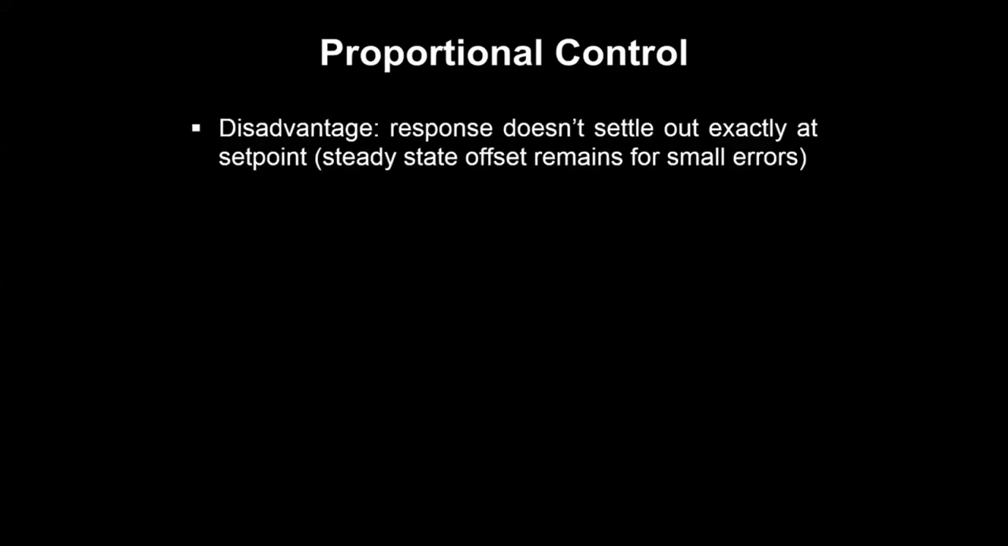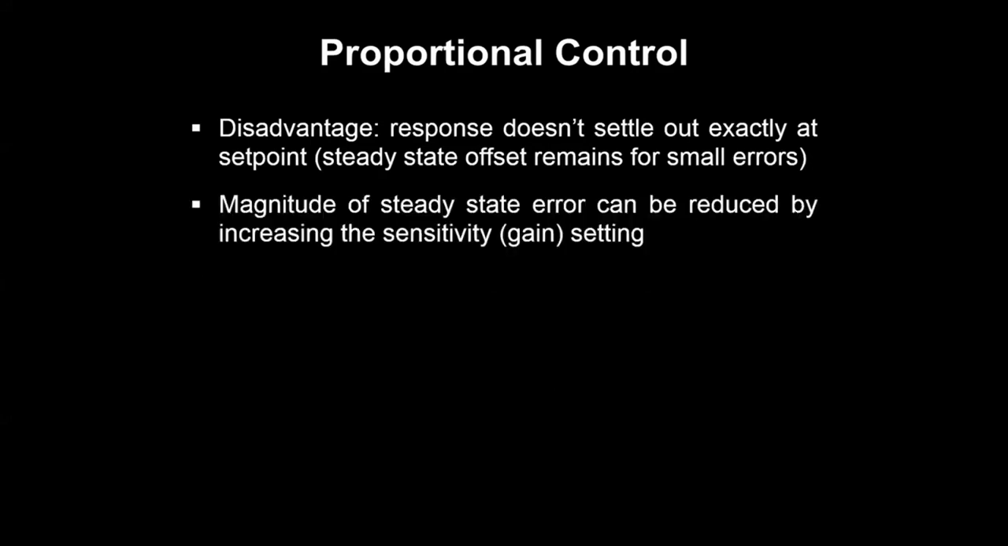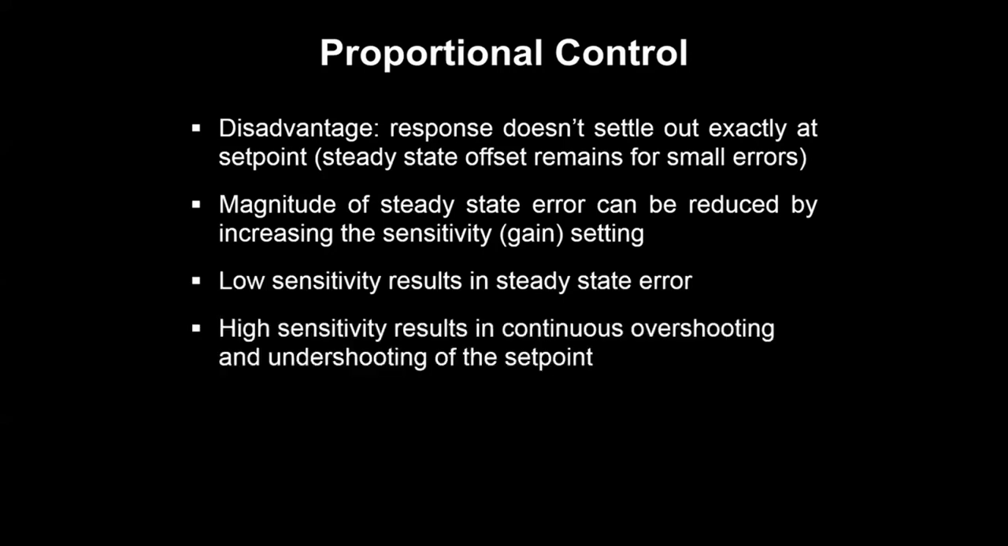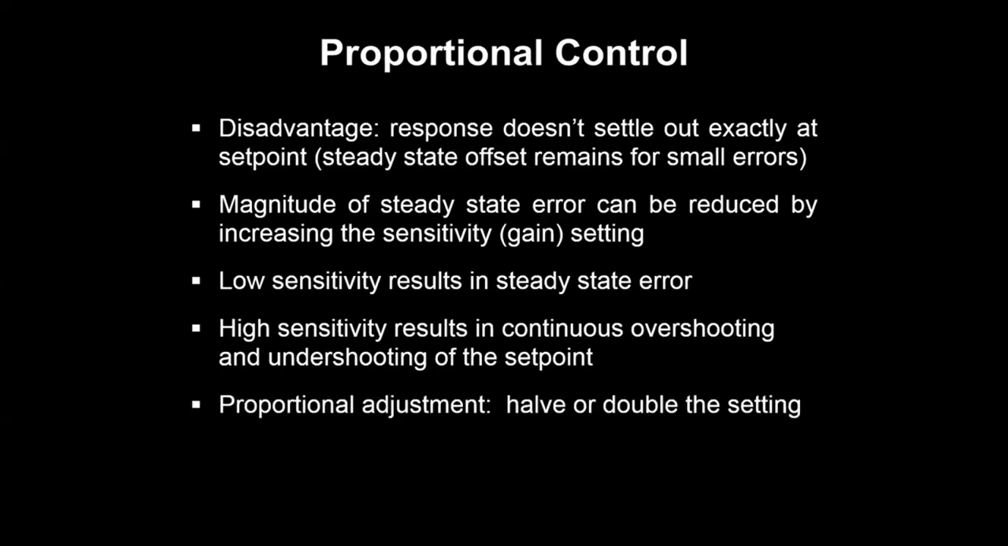So one of the disadvantages is that you have that steady state, and depending on how you set your P, you're going to have small errors that you're going to be stuck with. So the magnitude of that error can be changed by changing your gain and the sensitivity of the system. When you have low sensitivity, that's essentially going to be resulting in low steady state error. But when you have high sensitivity, that could result in overshooting your system and being stuck with more of that steady state error. And when we make changes, as we'll see, one of the common practices, rather than make incremental changes to the proportional value, is to halve or double that setting so you can really see how you're affecting the control response in your system.